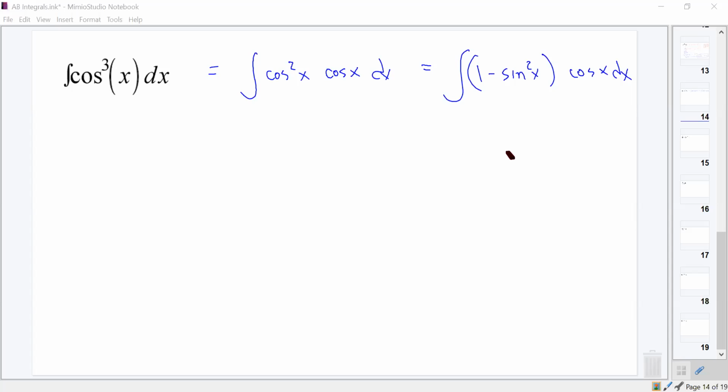Any other ideas on the substitution there? I wasn't writing anything. I was just waiting on somebody to say something, Julian. Would you just split up the integral into like the integral of cosine x plus the integral of negative sine squared x times cosine x? Okay, so we could do that. So let's do that.